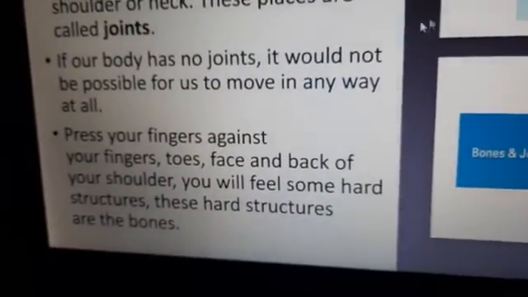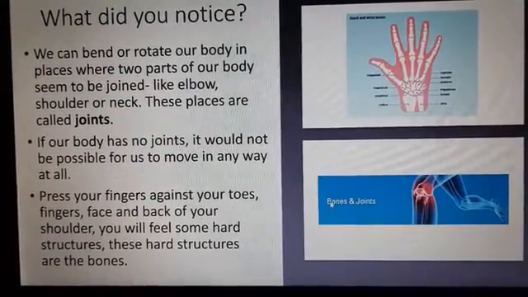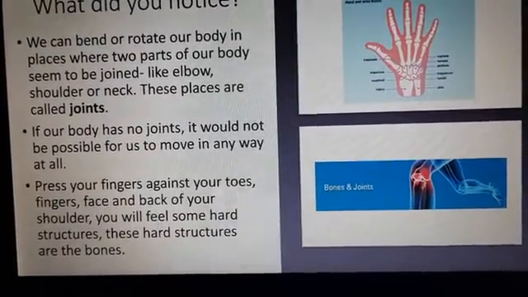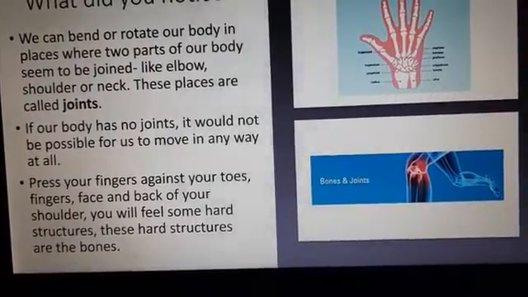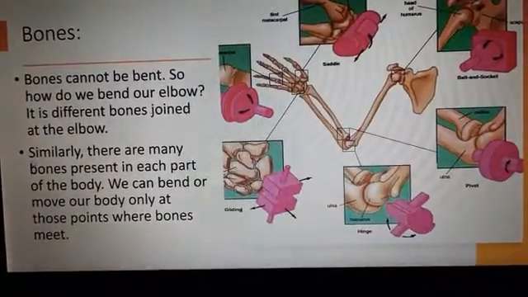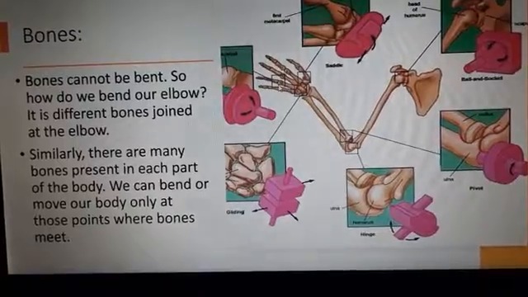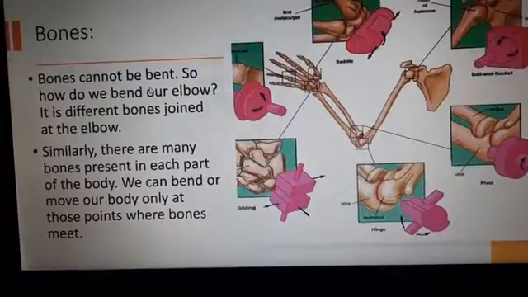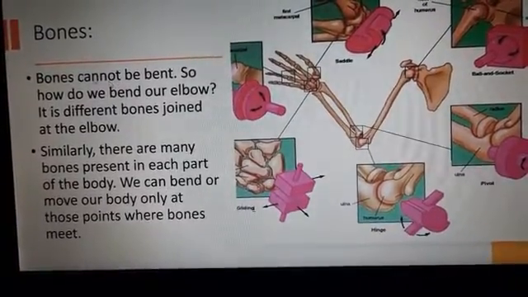So press your fingers against your toes, fingers, face and back of your shoulder. You will feel some hard structures. These hard structures are the bones. So, what are bones now? Bones are these structures. You must have seen bones in your biology lab or somewhere, like in some carcass as well. On the road sometimes we find some bones.